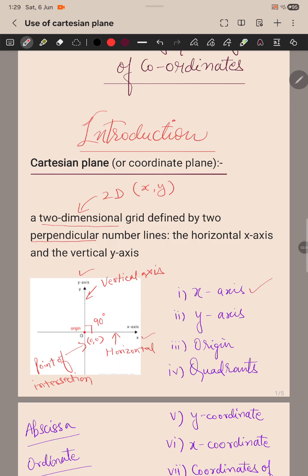So what is the x axis? This is the horizontal line. The y axis is the vertical line. Origin is the point of intersection where the x axis and y axis coincide. We will also call it 0, 0.